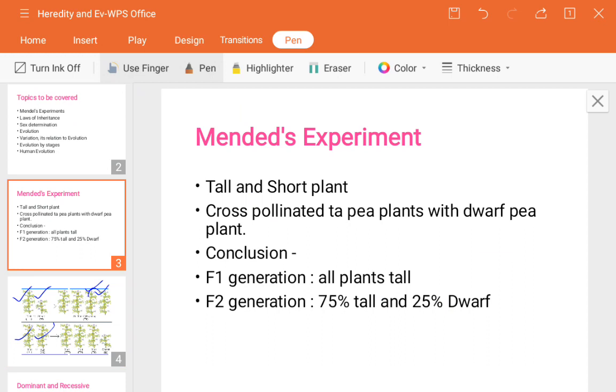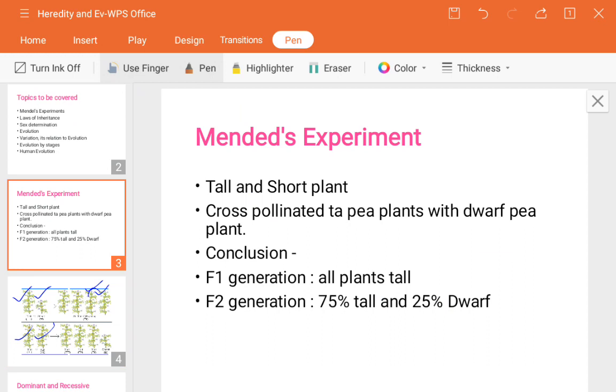So what was his conclusion after doing both experiments? See, in the first filial generation all plants were tall, meaning 100% of plants were tall. In the F2 generation, 75% were tall plants, 3 by 4, is it? Next, 25% of the plants were dwarf, meaning the short ones, 1/4. So the first is 75%, that is 3/4, and the shorter one 25%, that is 1/4. So this was his conclusion.